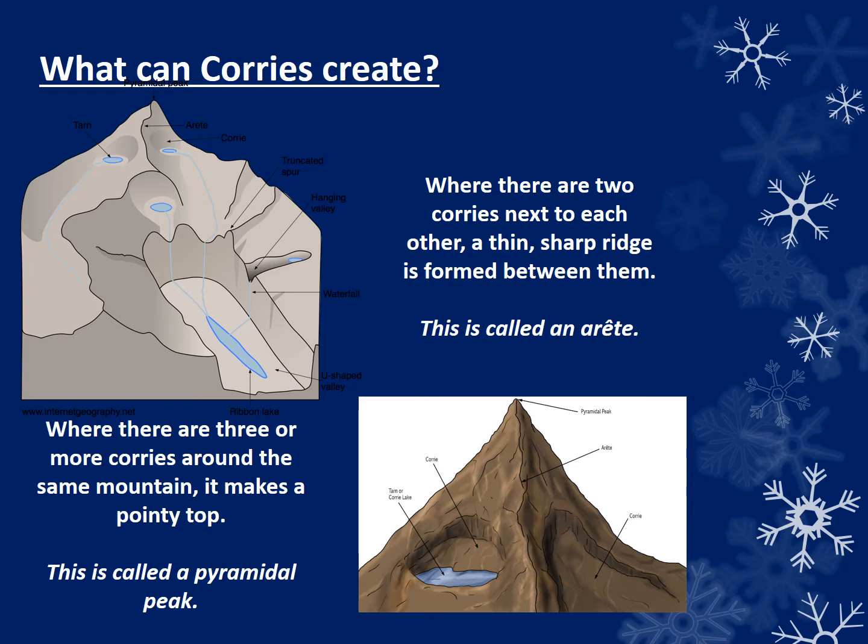Where you have 3 or more corries around the same mountain, it creates a really pointy top to that mountain, as you can see in this bottom picture here. Normally mountains have quite smooth sloping tops. This is a really pointy top, and this is called a pyramidal peak. These 2 bits of information are important for something you'll be doing at the end of the lesson.